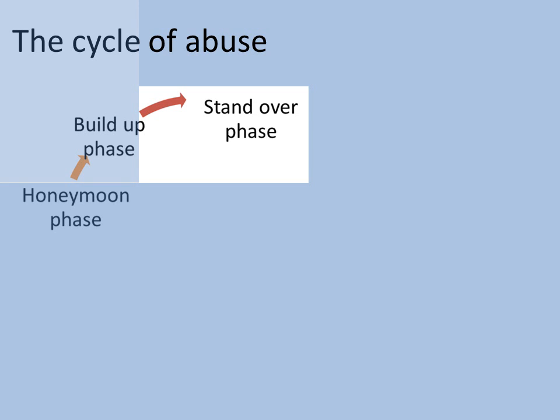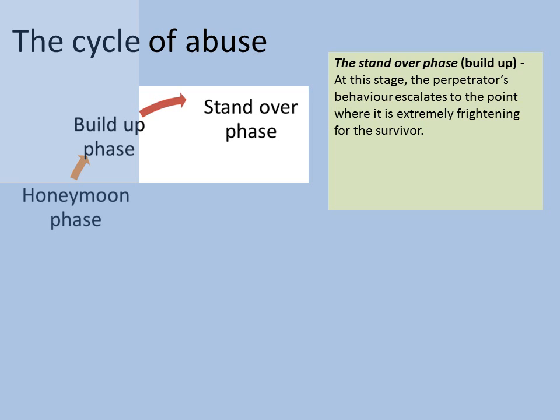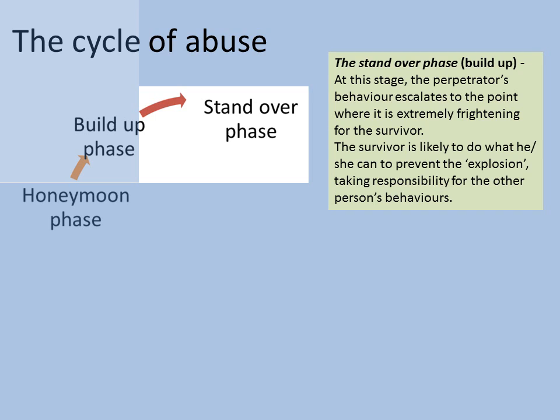The next phase is subtly different. In this phase, the perpetrator's behaviour escalates to the point where it's actually quite frightening for the survivor, and the subtle shift is that the survivor is likely to do whatever they can to prevent the explosion, and here's the difference, taking responsibility for the other person's behaviour. So in that build-up phase, we had the perpetrator taking more responsibility. In this phase, we've moved on. Here the survivor is feeling the need to take on more and more responsibility for how another person is behaving. And that's quite deliberately manipulated that way quite often, quite typically.